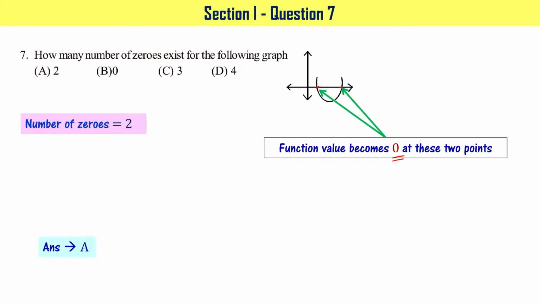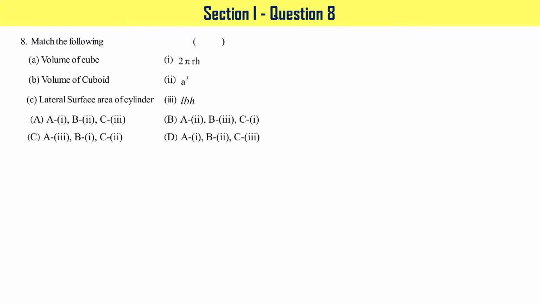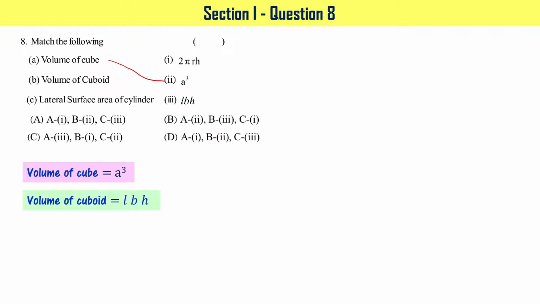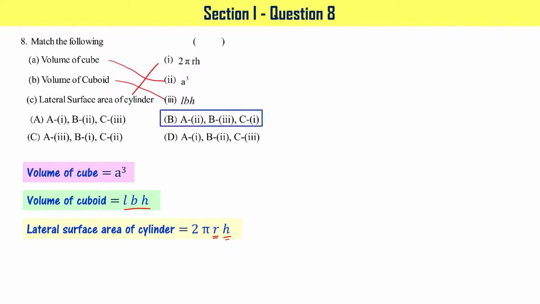Let's go to the next question, question number 8. Let us match the following. Volume of cube, we know if side of the cube is A, then volume of cube is A cube. Let's connect that. And volume of cuboid is given as length times breadth times height, that is LBH. And lateral surface area of the cylinder is defined as 2 pi RH, where R is radius and H is height of the cylinder, right? Let's connect that. So now we can say that choice B is the answer, right?